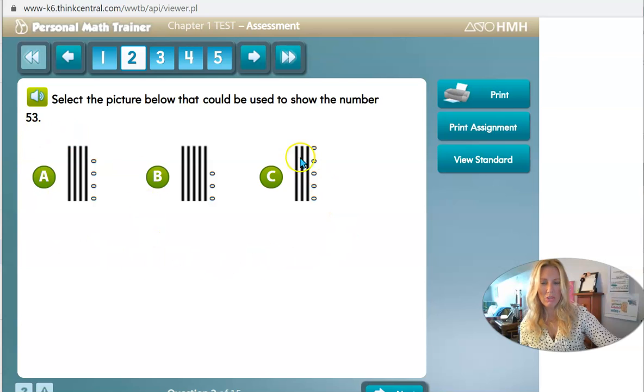Now in this question, we have quick picks, right? And the directions are telling us to select the picture below that could be used to show the number 53. So I'm looking at the number 53. I need to find which one of these quick picks represents 53.